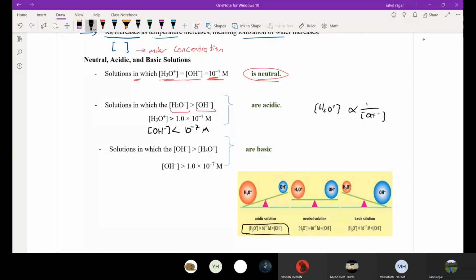If H3O is bigger than 10 to the power minus 7, it's acidic. And if OH is smaller than 10 to the power minus 7, it's acidic again.